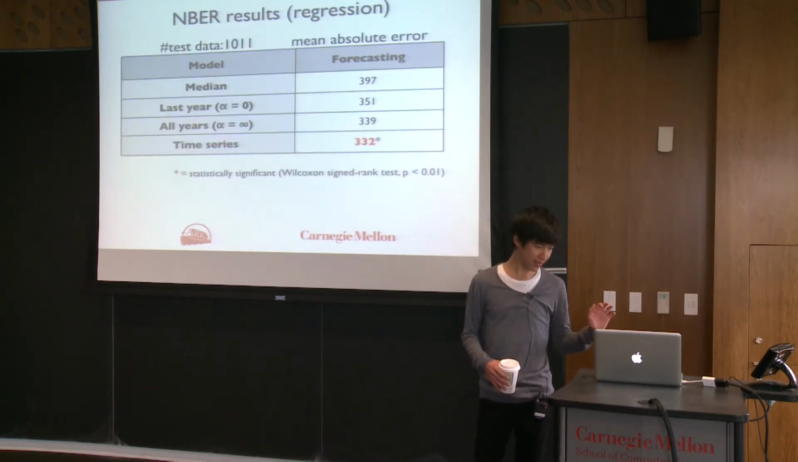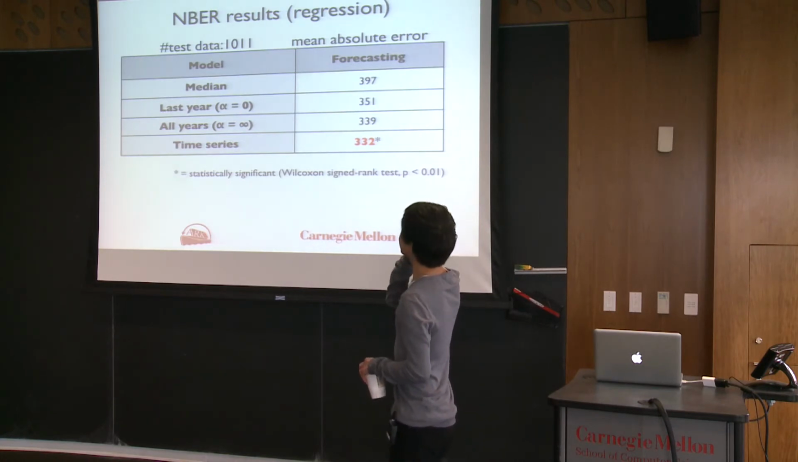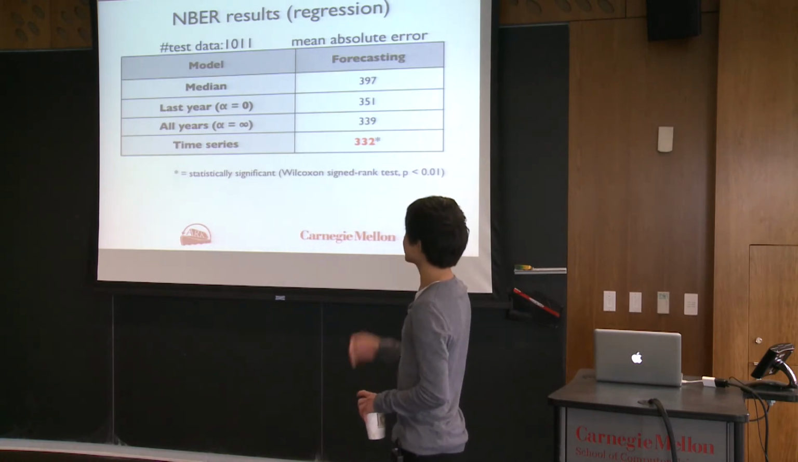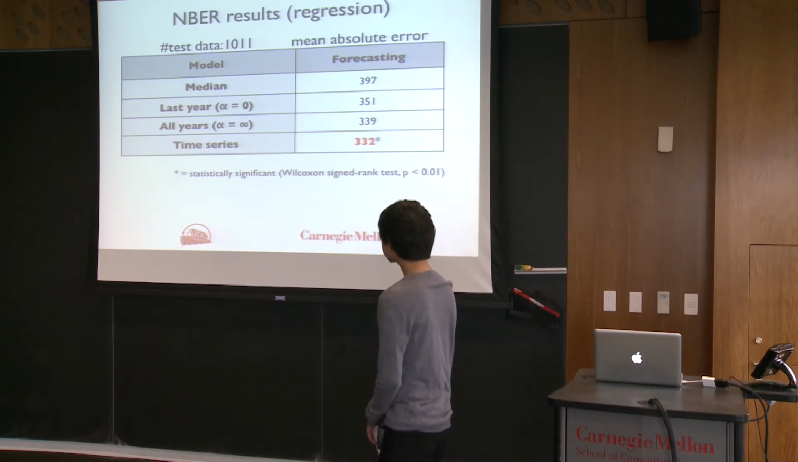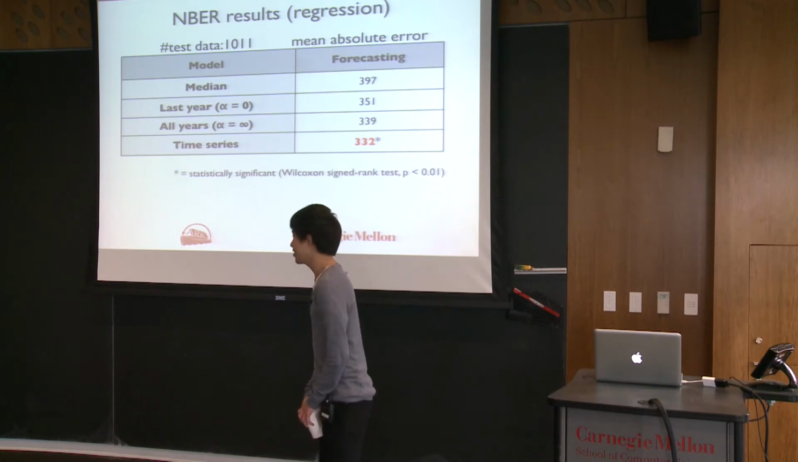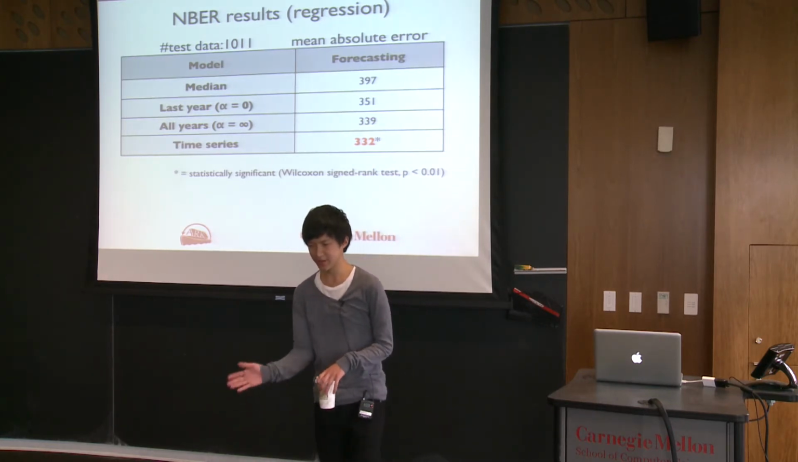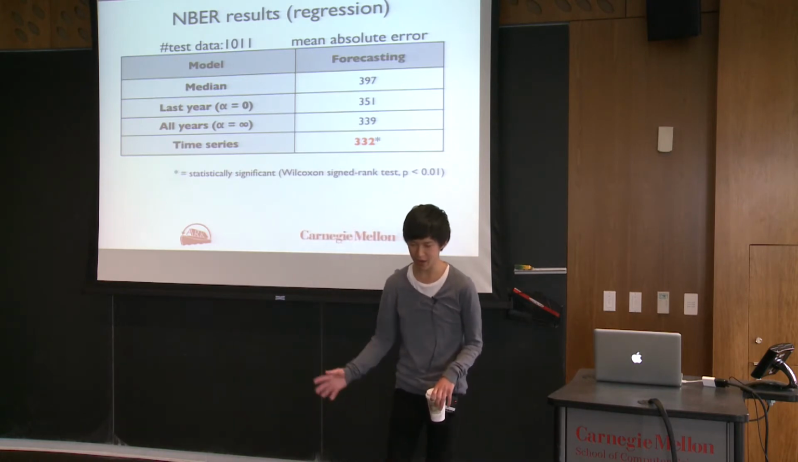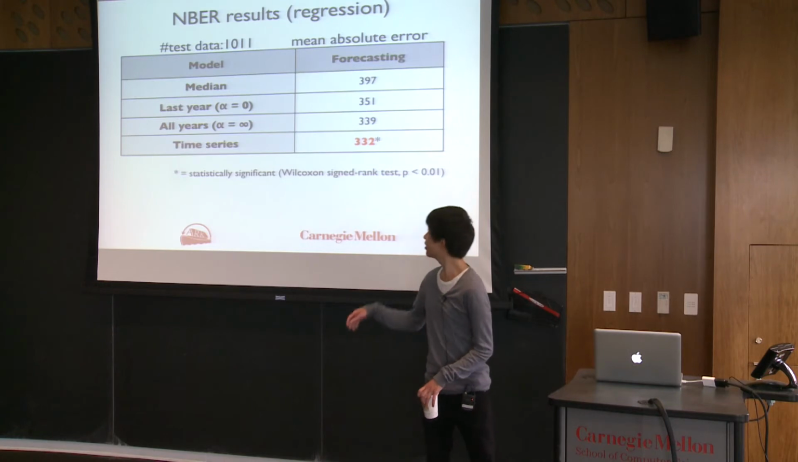So this is the result for the first data set. The size of the test data is about 1,000 papers. This is mean absolute error. Median is just if we predict the number of downloads as the median of the download counts in our training data. So it's just a single value for every paper.